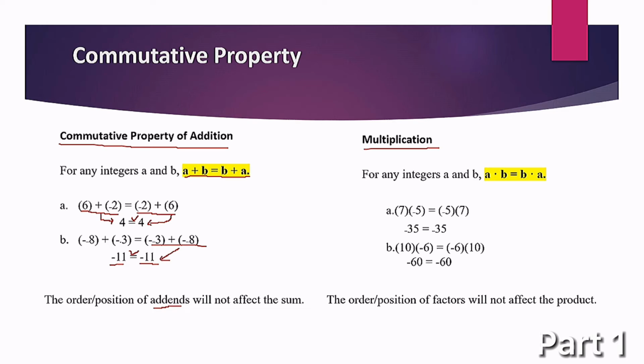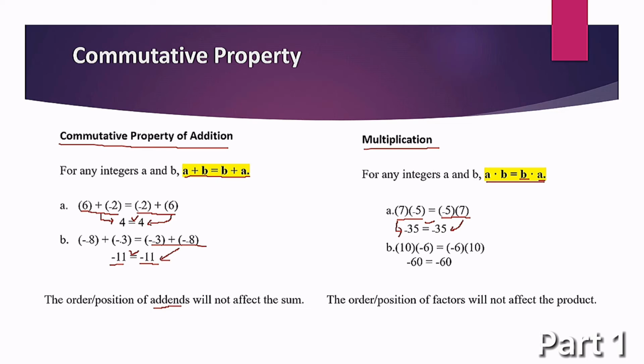Okay, for multiplication, we have a times b equals b times a. So, magbabago kaya ang product nila or maapektuhan ba ang product nila? So, let us have an example. 7 times negative 5 equals negative 5 times 7. So, multiplying the two numbers, we have negative 35. Negative 5 times 7 equals negative 35. So, the products are equal.